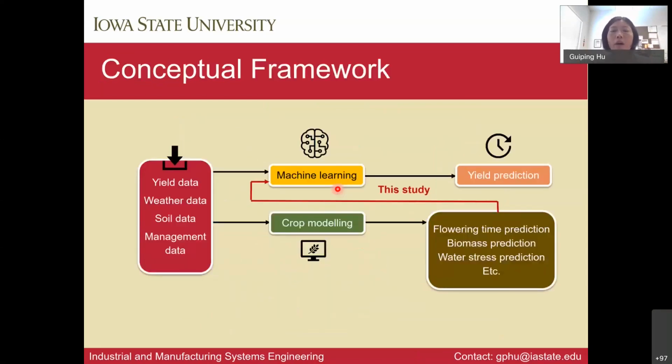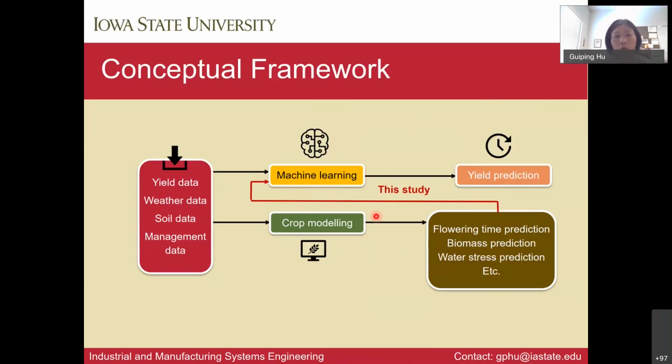So in the work of integrating crop modeling and machine learning to improve yield prediction, the type of data we are using is the same: yield data, weather data, soil and management information data. If we're taking the machine learning route, you basically just put the data in the machine learning model, let the model crank, and then you'll get the yield prediction out.